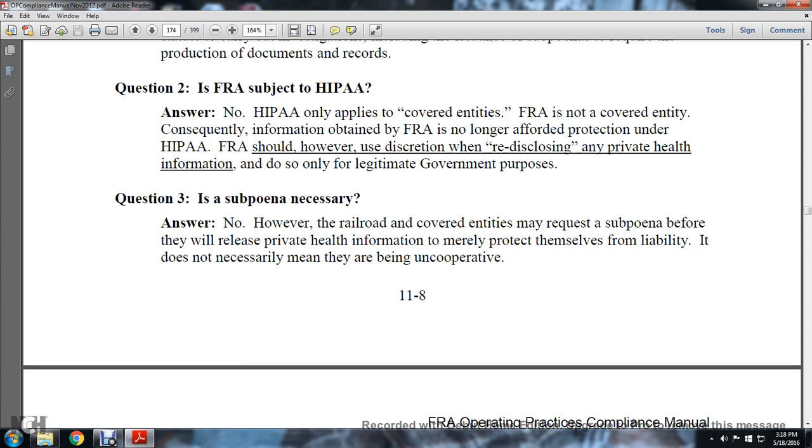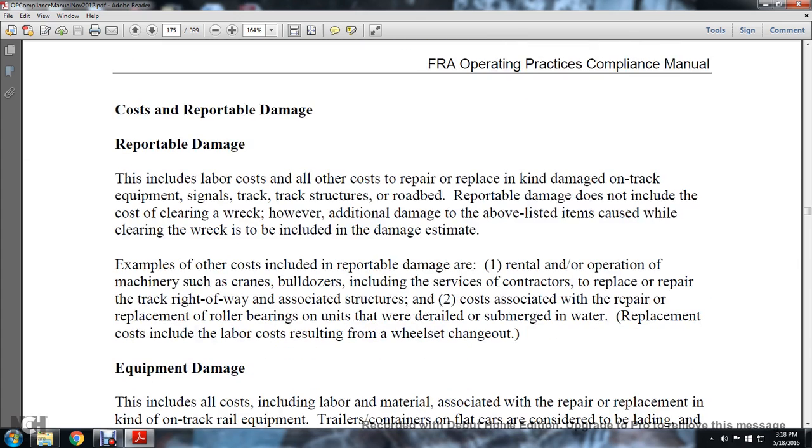Question 3, is a subpoena necessary? No, however, the railroad, as a covered entity, may request a subpoena before they release the private health information, merely to protect themselves from liability. It does not necessarily mean that they are being uncooperative.